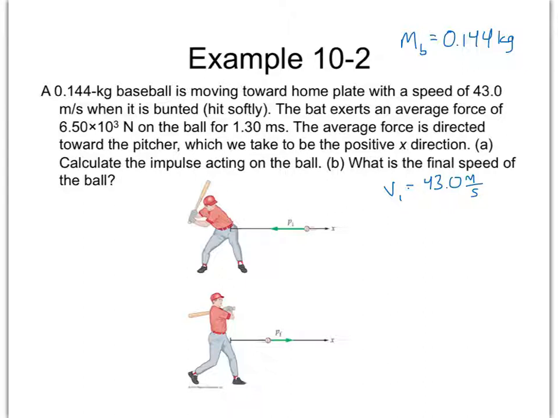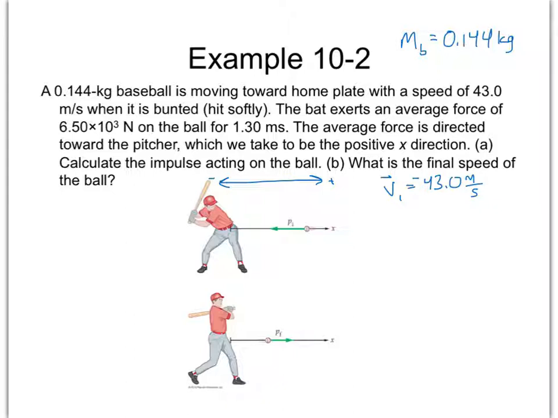All right. Now, since velocity and momentum are vectors, we need to establish a coordinate system, right? Which direction is negative, which direction is positive. All right, well, I'm going to call this direction positive and this direction negative right here. So if the ball is initially moving in this direction, it's initially moving at negative 43 meters per second.